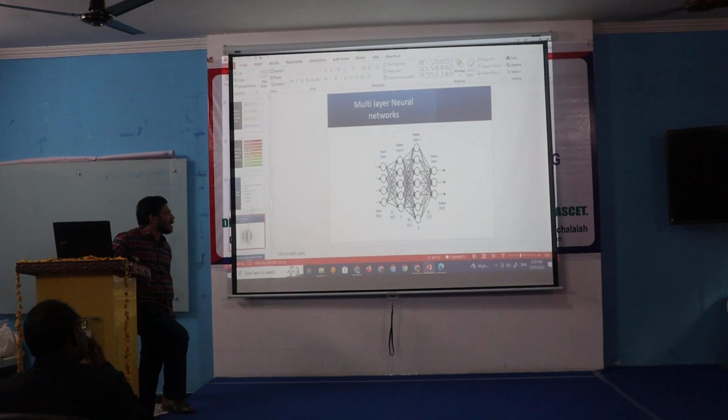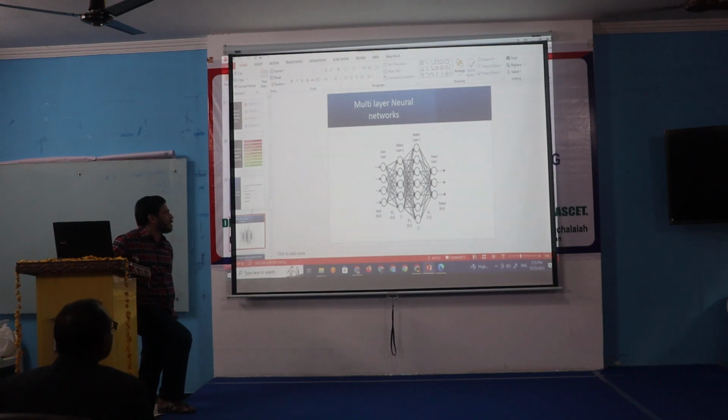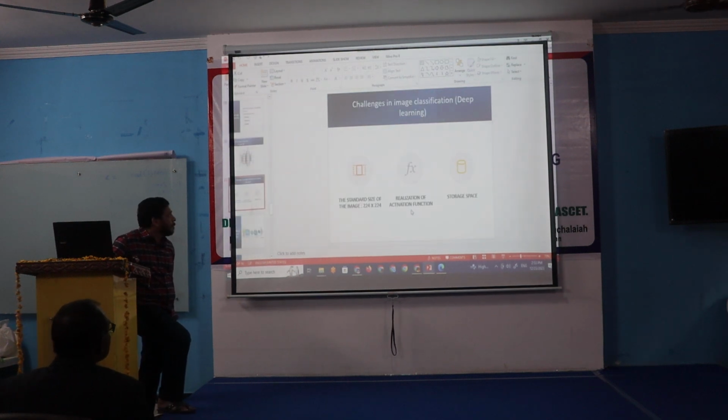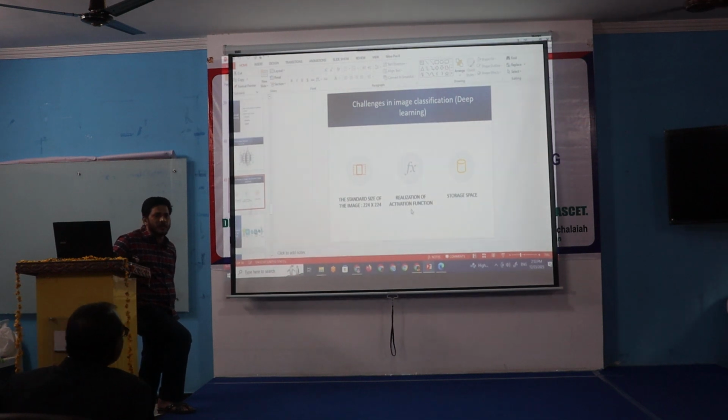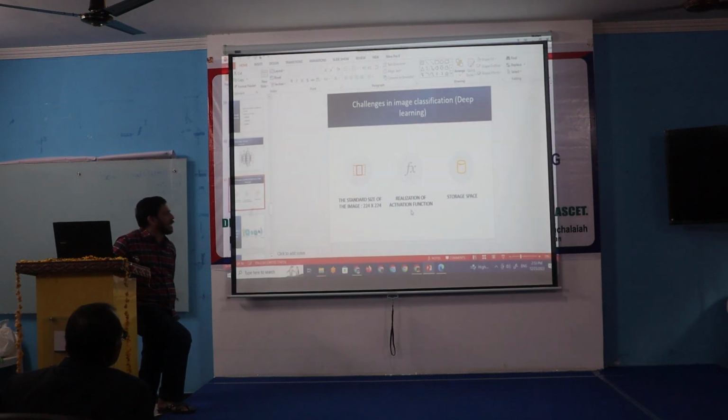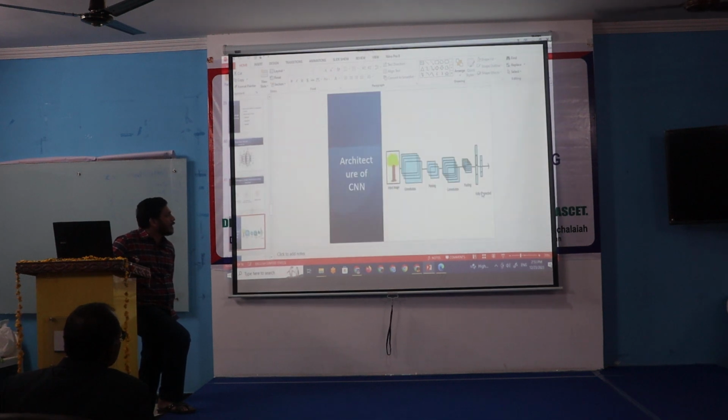It is a multi-layer network. I hope you are aware of these things, so I don't want to stress on them. Here once again I have gone for a standard image size, 224 by 224, to prove myself. The main requirements here are storage space and processing. Those are the two requirements I have taken.